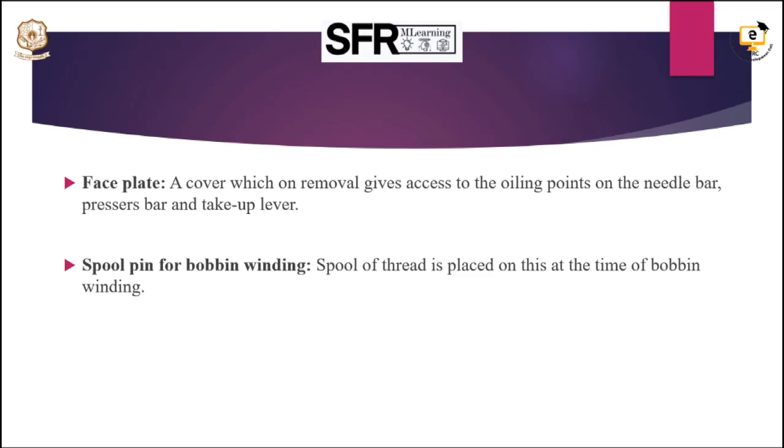And then the face plate, the cover which, on removal, gives access to the oil points, the needle bar, the pressure bar and the take up lever. These are all included in it. And then the spool pin for the bobbin winder. The spool of thread is placed on this at the time of bobbin winding.